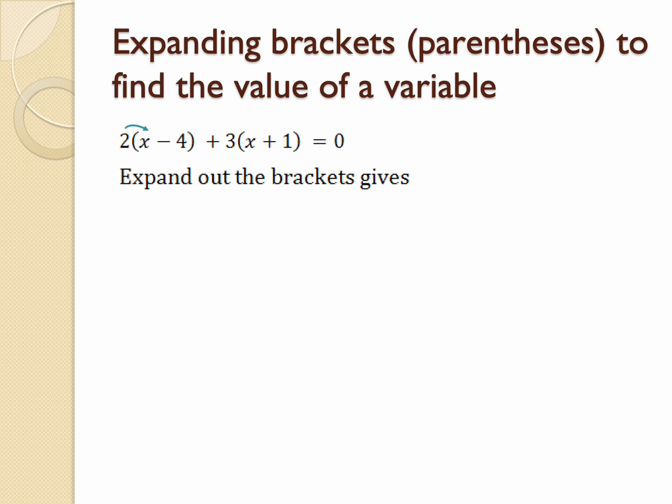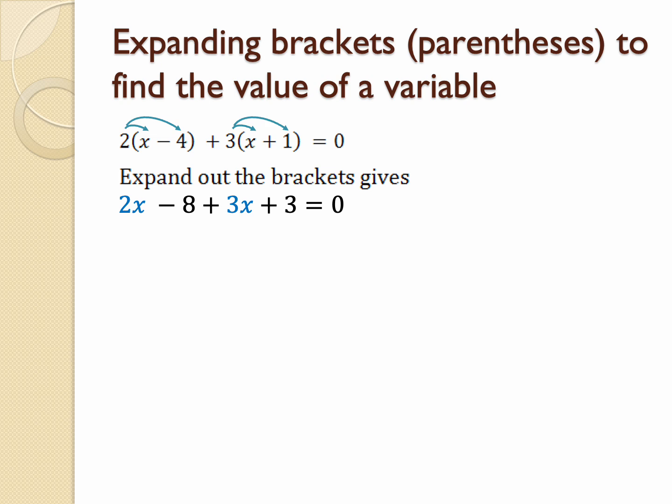Well, the way to do that is we multiply 2, which is outside the bracket, with both the things that are inside the bracket. So first we multiply 2 by x, and then we multiply 2 by minus 4. And similarly, we have to do the same thing on the bracket on the right. So we have to multiply 3 by x, and then we have to multiply 3 by 1. And as a result, we get something like this.